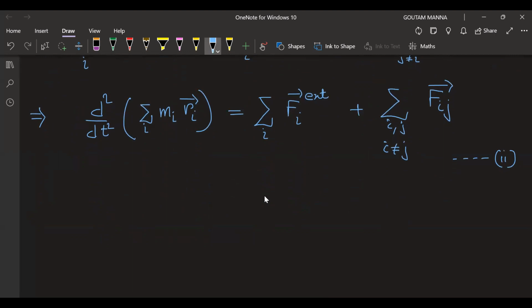Now what is this sum over i of F_i external? This is the net external force, because if we sum the external force acting on each particle, we will get the net external force. So we can write it as the net external force F_ext.